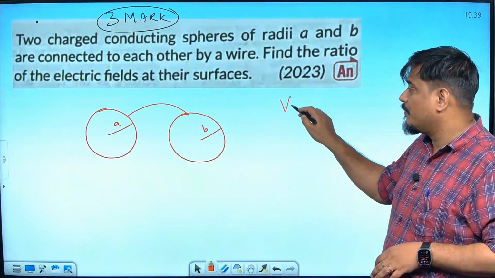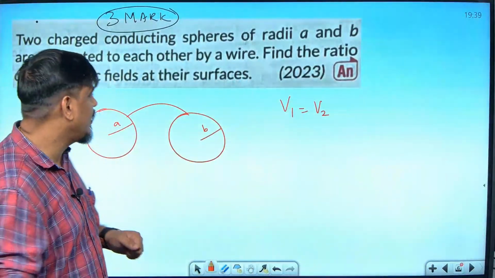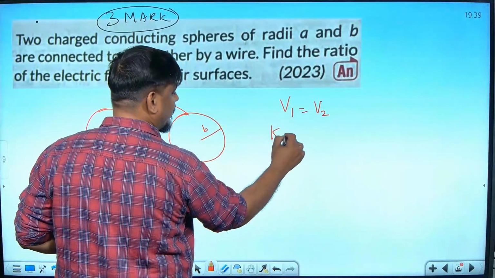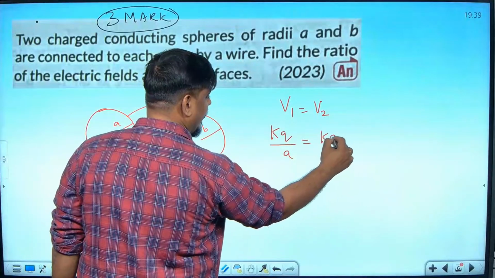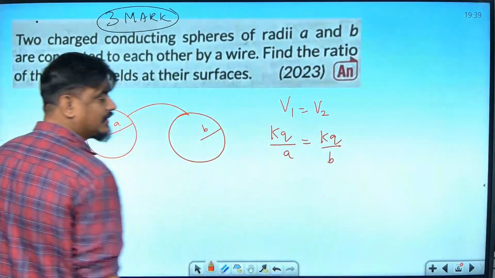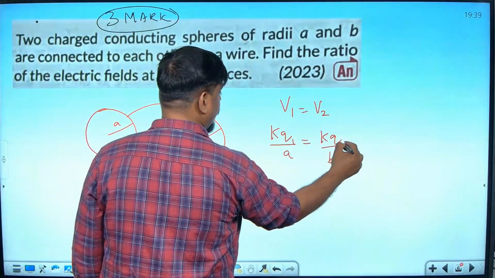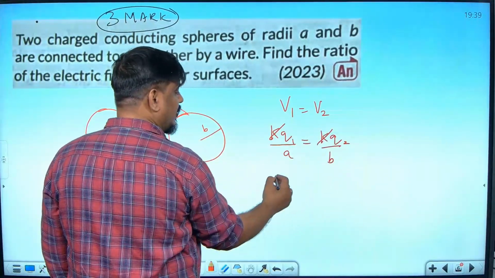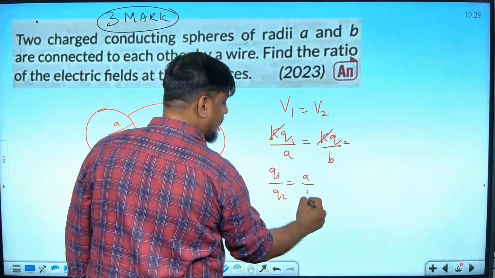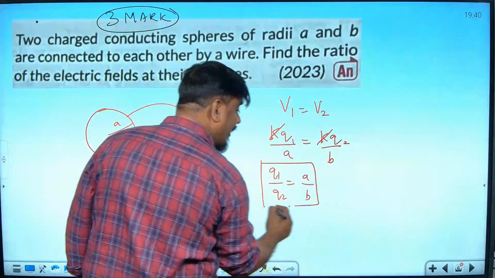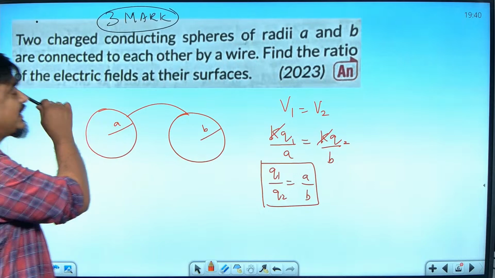So it will become V1 is equal to V2. Now what is V1, the formula for a shell? KQ by R. So it will become KQ by A, and this will become KQ by B. Or I can write KQ1 here and KQ2 here. K gets cancelled. You will get the value of Q1 by Q2 is equal to A by B. But they are not asking you to find the value of Q1 by Q2. They are asking you to find the ratio of their electric field at the surface.